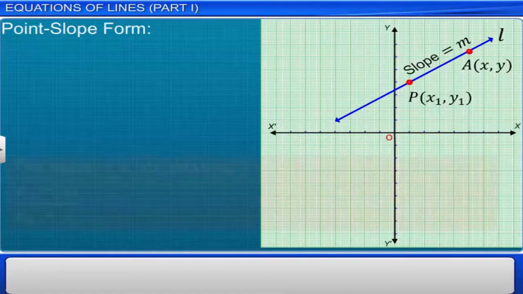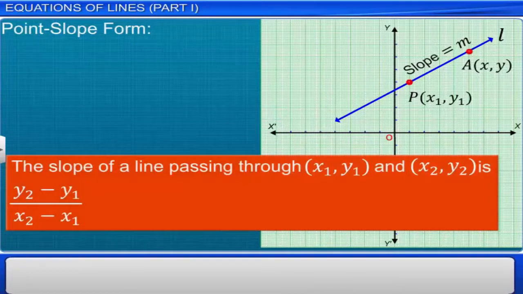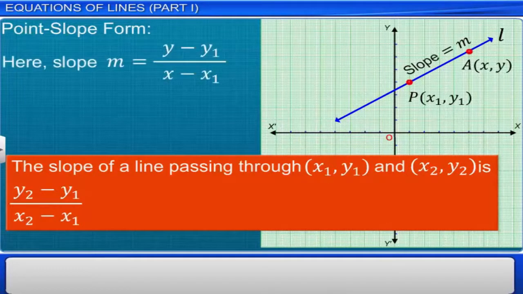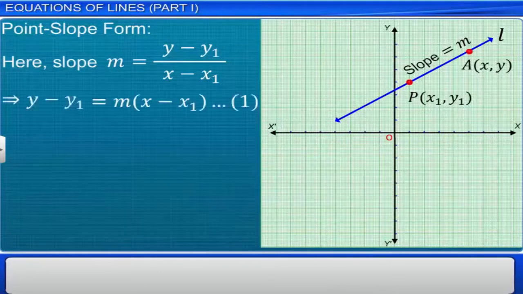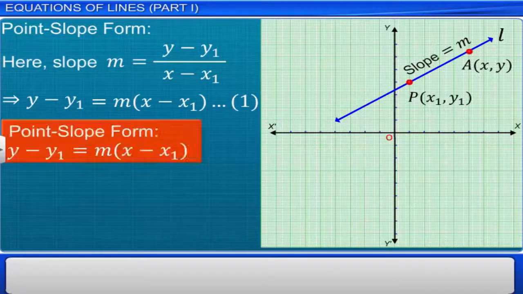Recall the formula for the slope of a line passing through two given points. According to the formula, slope m of line L passing through points A and P is given by (y minus y1) divided by (x minus x1). From the formula for the slope of a line, we get equation 1. A point A can lie on line L only if its coordinates satisfy equation 1. Equation 1 represents the point-slope form of the equation of a line passing through a given point (x1, y1) and with slope m.